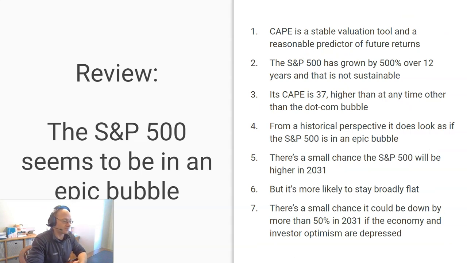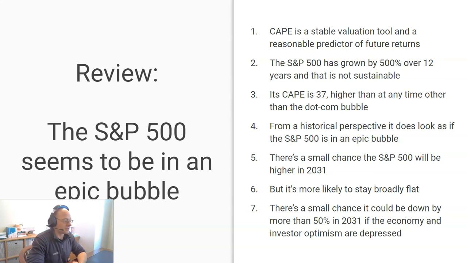There we go. So let's briefly review that. The S&P 500 does seem to be in an epic bubble according to its CAPE ratio. So first of all, CAPE is a stable valuation tool and it's a reasonably good predictor of future returns, or at least it has been over the last 100 years. The S&P 500 has grown by about 500% over the last 12 years, and that is unusual, not normal, and not sustainable. CAPE today is 37, which is higher than at any other time than the dot-com bubble. From a historical perspective, it does look as if the S&P 500 is in an epic bubble.